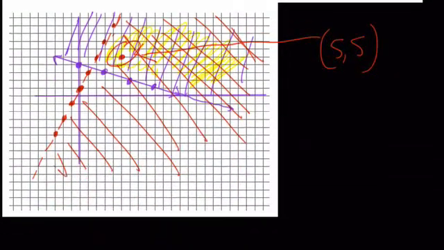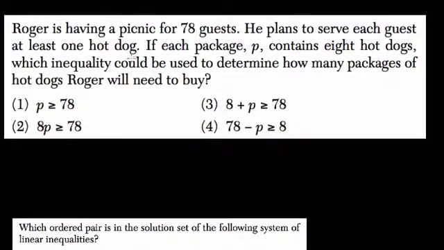All right, let's keep going. Roger's having a picnic for 78 guests. He plans to serve each guest at least 1 hot dog. If one package P contains 8 hot dogs, which inequality could be used to determine how many packages of hot dogs Roger will need to buy? So there's 78 guests, and they each have to have at least 1 hot dog. So you have to have at least, greater than or equal to, 78 hot dogs.